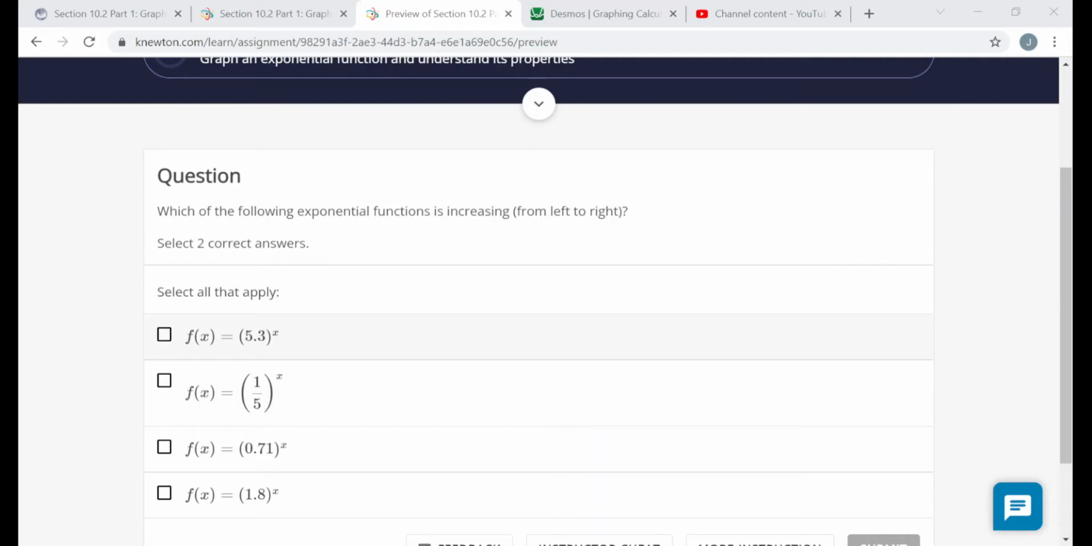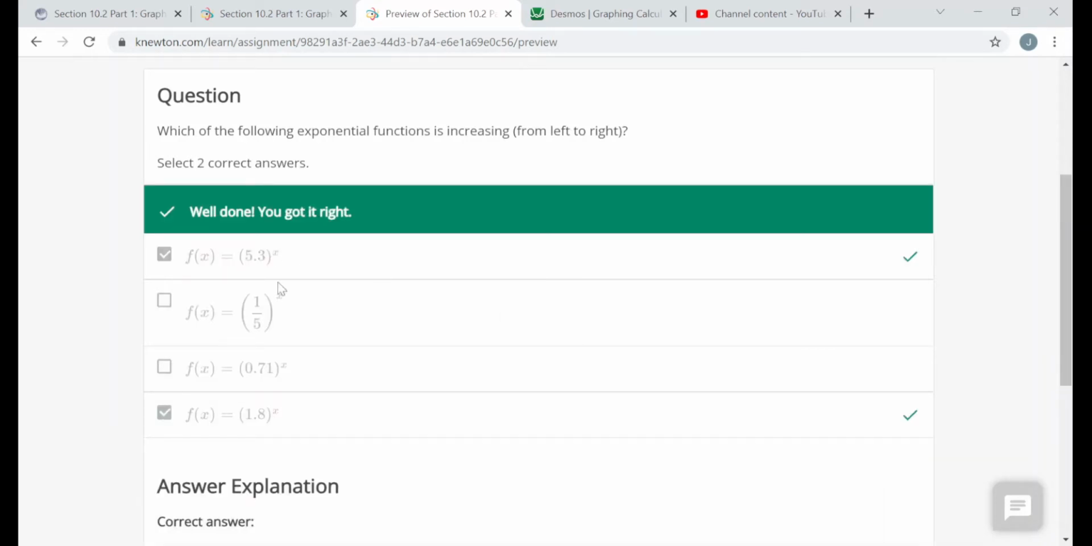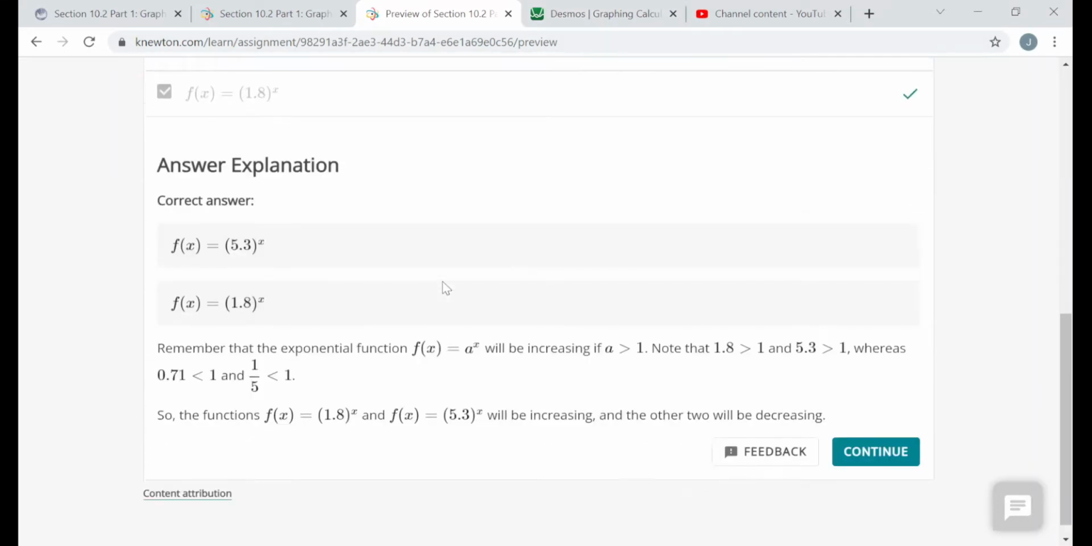So going back to the assignment, so I'm looking at these basic exponential functions. The only ones that'll be increasing from left to right are ones with a base that's bigger than 1. Well, 5.3 to the x, 5.3 is bigger than 1, so that works. 1/5 is less than 1, this will be a decreasing function. 0.71 is less than 1, that'll be decreasing. And 1.8 to the x, 1.8 is bigger than 1, so that will also be an increasing function. Right? Notice they said select all that apply, so I'm doing both of those. And that's it. And you could also put these functions into Desmos, right? Go to Desmos or a graphing calculator and see which ones are increasing and decreasing.